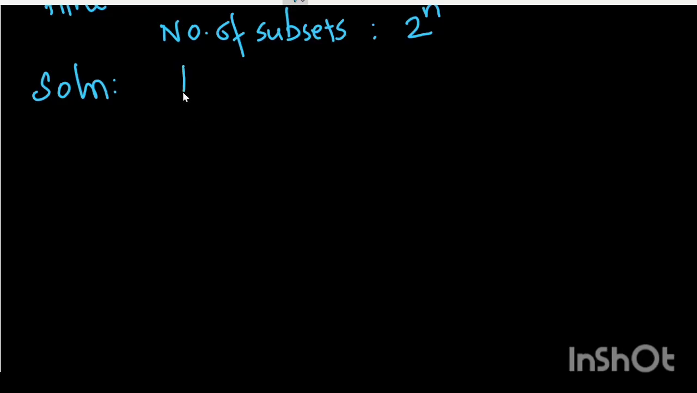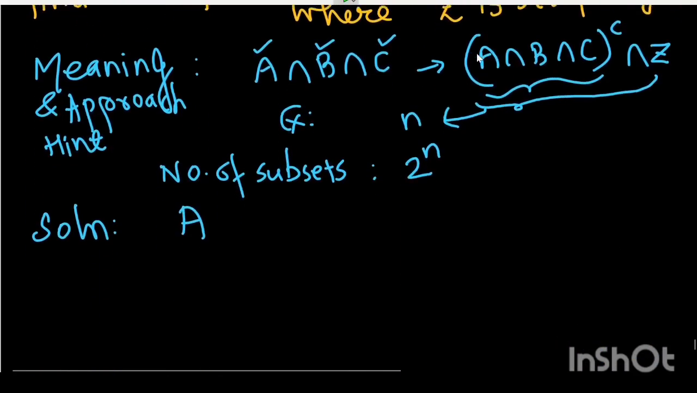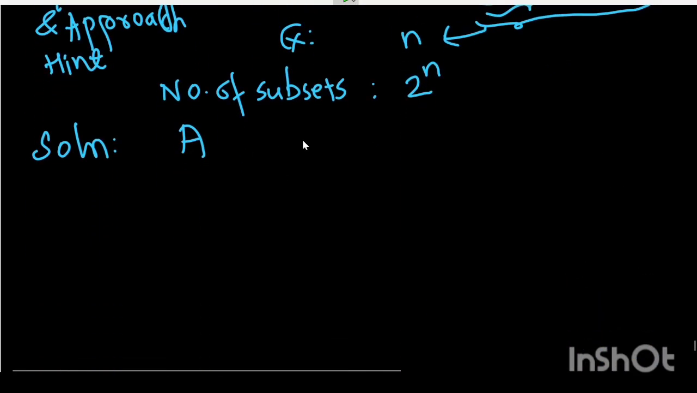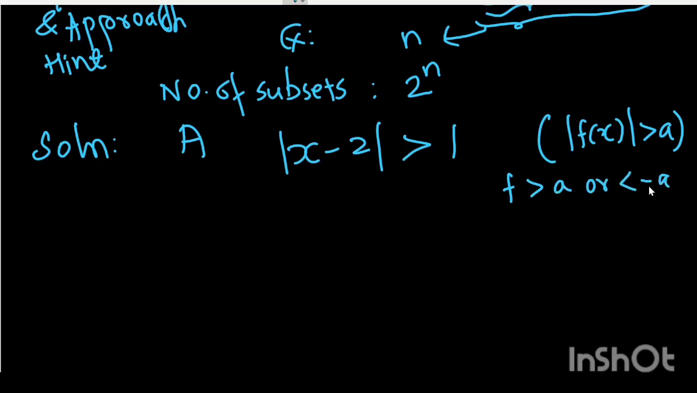So first we will find A. So A is what, guys? As you can see, A is given to be mod x minus 2 greater than 1. So that we will solve. Okay, so mod x minus 2 greater than 1. So for that we will use mod of fx greater than a, which is what? F greater than a or lesser than minus a.